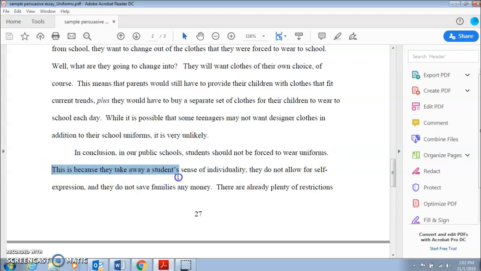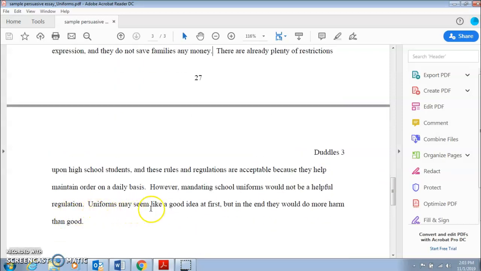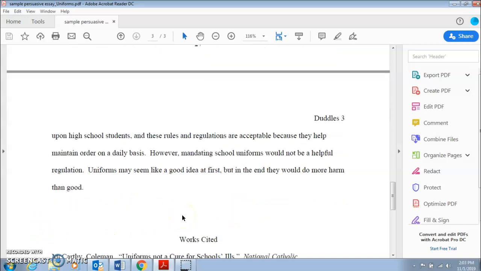Then we have the three points that they wanted to make restated. And now they're going to leave us with a final thought. Uniforms may seem like a good idea at first, but in the end they would do more harm than good. So this is to let us as the reader think about this and decide for ourselves if we believe that students should or should not be forced to wear school uniforms.